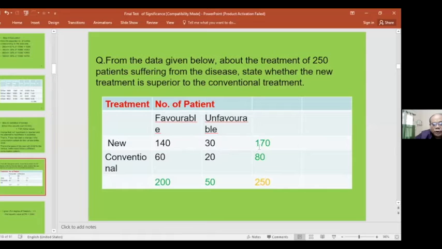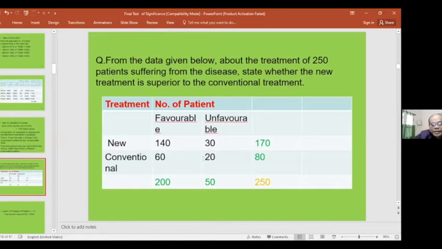One sample is 170 patients using the new medicine, new treatment, and another sample of 80 using the conventional treatment. These two samples are independent because one sample is using the new treatment and the other is using the conventional treatment, and the total number of samples is 250. Now the cell values are 140, 30, 20.